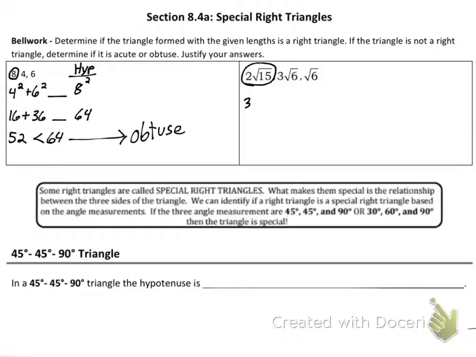So once again, we're going to do one side squared plus the other side squared equals 2 times the square root of 15 squared. Now, squaring these can be a little difficult at times. If you need to write more, I don't have room here to show it again. But it's basically saying 3 squared times square root of 6 squared, so you're basically distributing the square sign. So 3 squared is 9. Square root of 6 squared is 6. Plus square root of 6 squared, which is 6.